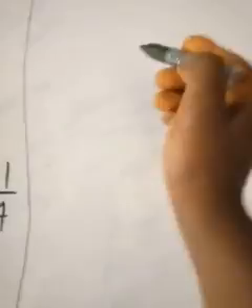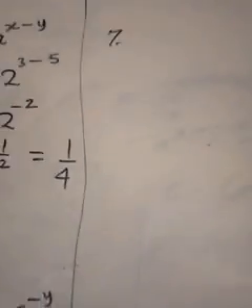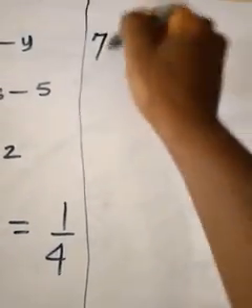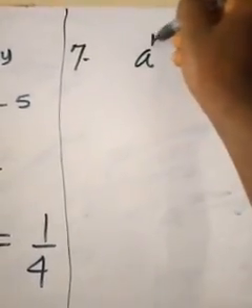The seventh law is about numbers with double powers. If you have a raised to the power b, then everything raised to the power c.